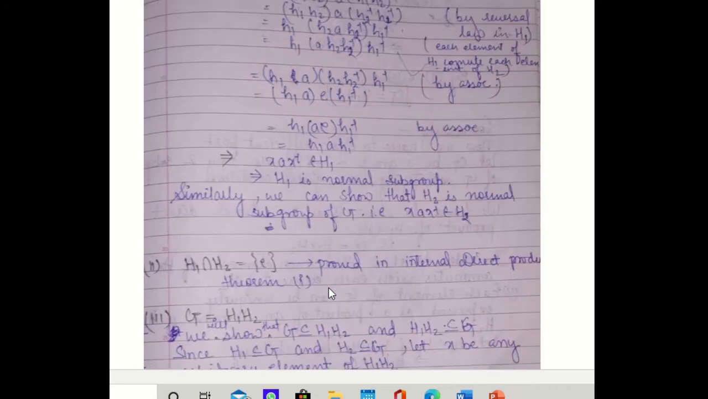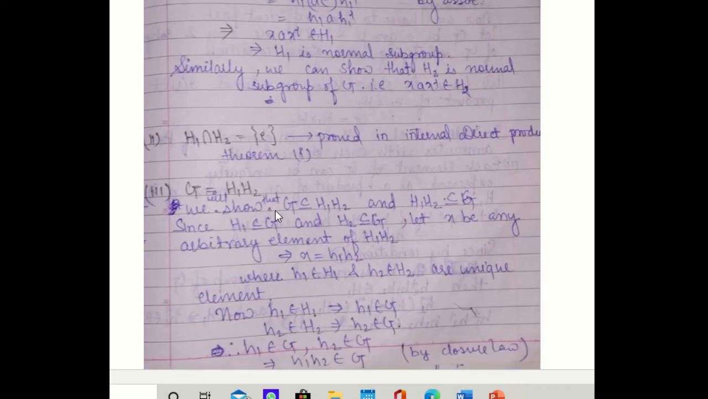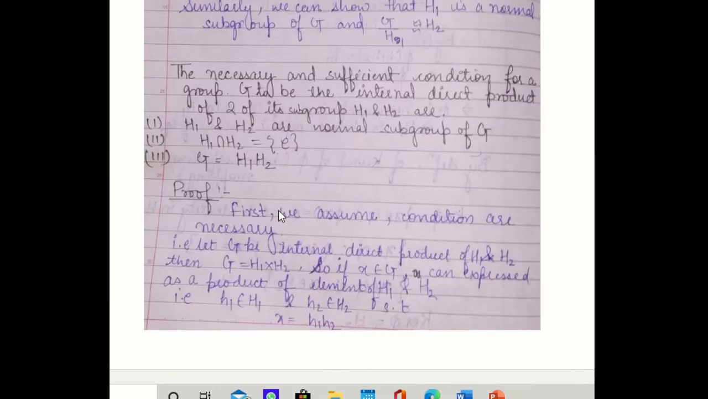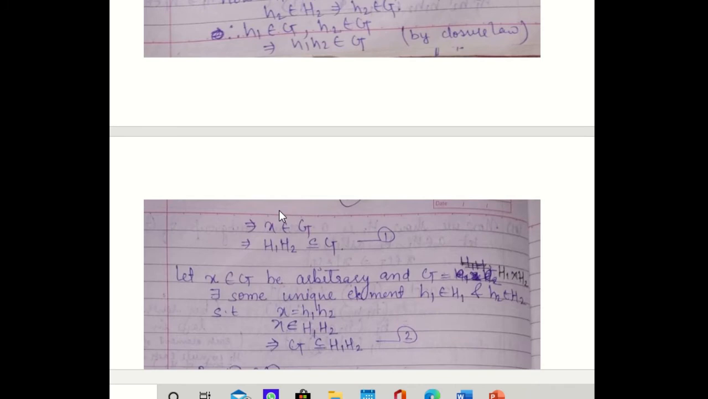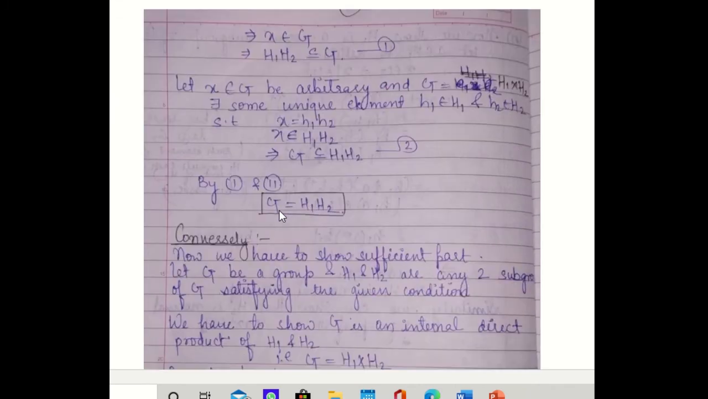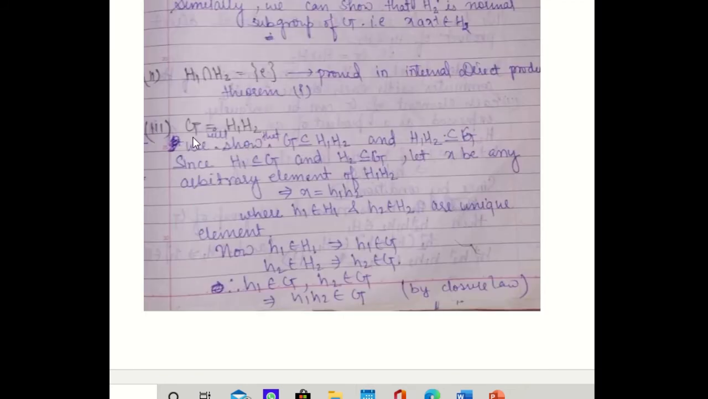Similarly, we can show that H2 is also a normal subgroup. So there's nothing to prove. We have already proved that H1 intersection H2 is the singleton set E in the previous theorem, so there's no need of proving this. So the only part which is left is that we have to show G is equal to H1 into H2. To prove G equal to H1 H2, we will show that G is contained in H1 H2, and H1 H2 is contained in G, so we will be able to prove equality.